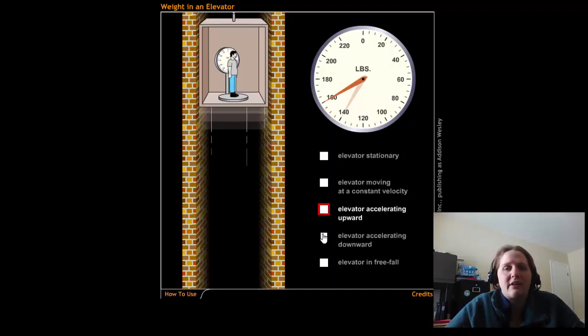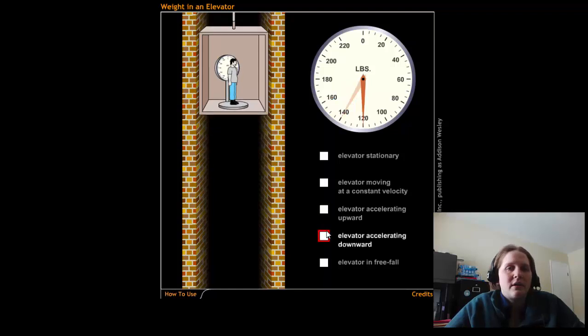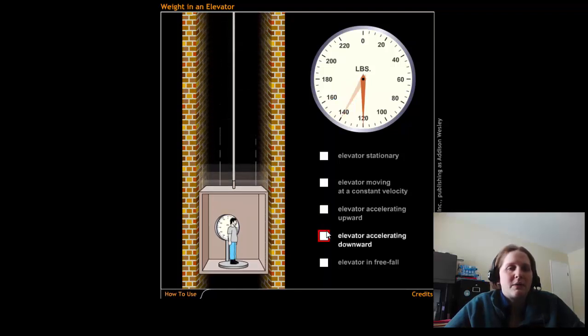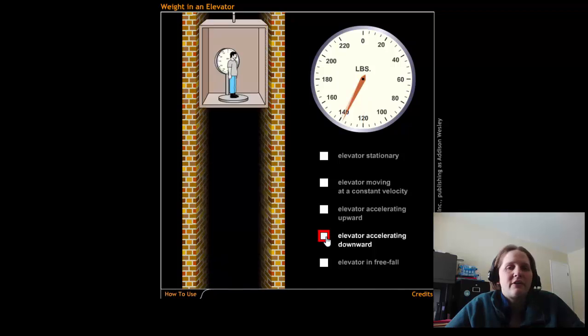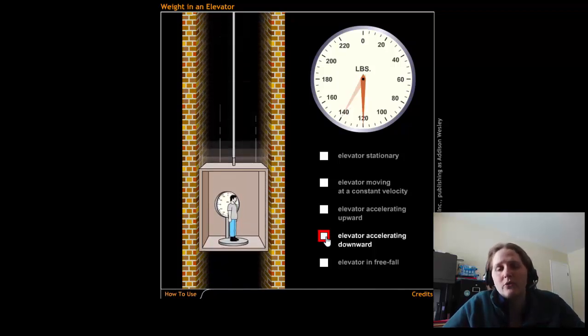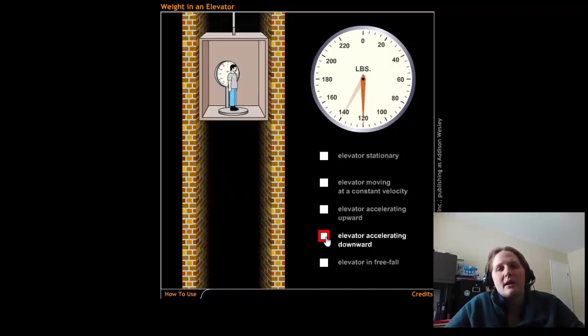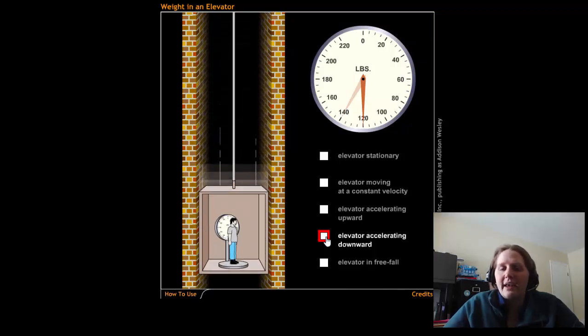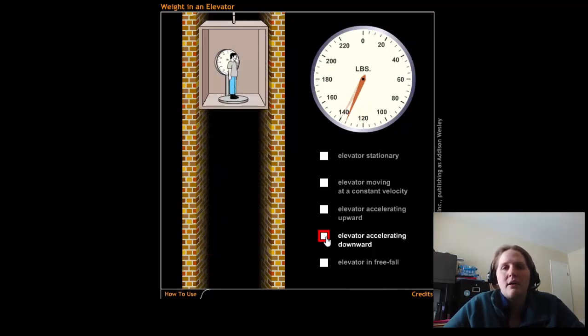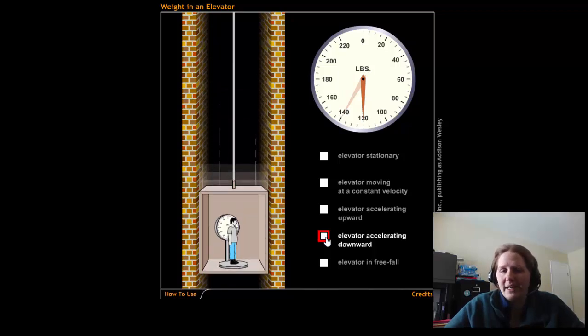I can do the elevator accelerating downwards, so it's going to be the reverse. If you want to speed up going down, the elevator floor will fall out from underneath you, and thus you will not press on the scale as strongly, and you will technically weigh less. Your mass didn't change, but you weigh less.